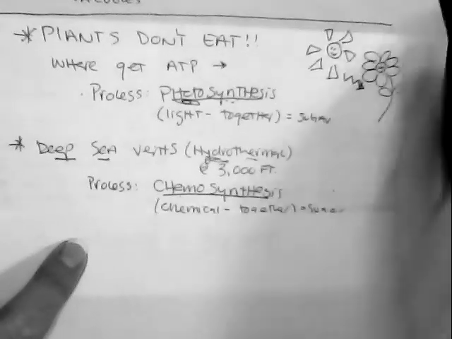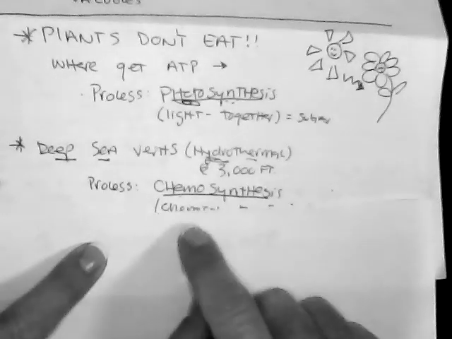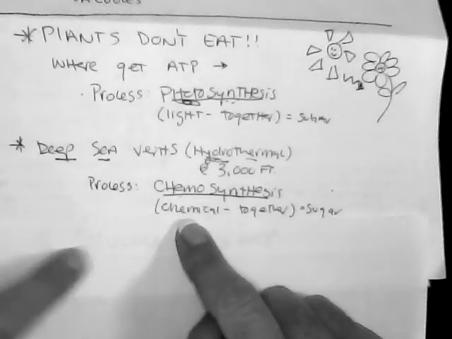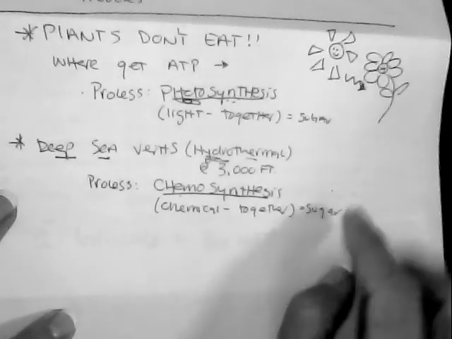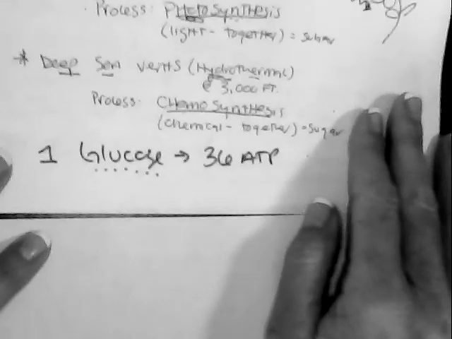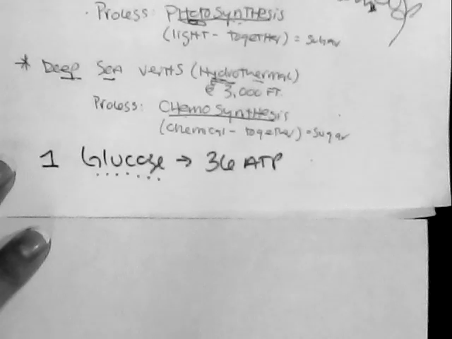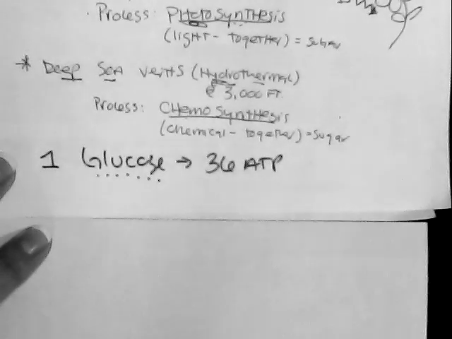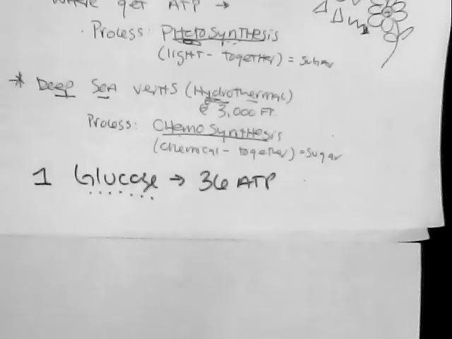Now, if you're in the deep sea vents, on the other hand, 3,000 feet down, there is no light. So instead, we're going to take the chemicals, the sulfur from the magma, the center of the earth, and we're going to put that together to create the sugar. So regardless of whether you eat food, you get food from light, or we can get the food from chemicals, you need 1 glucose to eventually produce 36 ATP. And that in turn will create the energy that your body needs in order to actually survive.